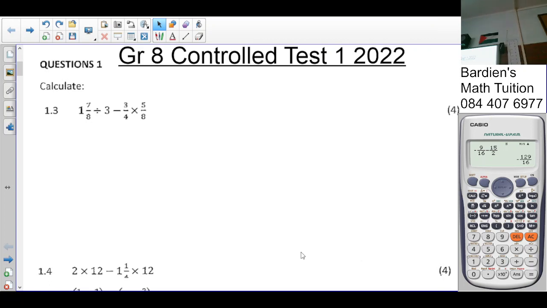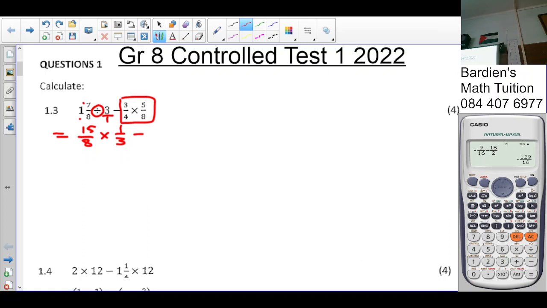Okay, let's carry on. So we change this to, first the improper, not so. So 1 times 8 is 8 plus 7 is 15 over 8. Divided by, we'll change to multiplied by 1 over 3 minus. Now, can anything cancel here or simplify? No. So that will simply be 15 over 32. Okay. So as you can see here, 3 goes into 3 once, 3 goes into 15 5 times. So it's 5 over 8 minus 15 over 32.